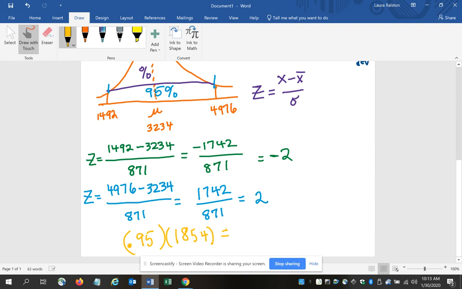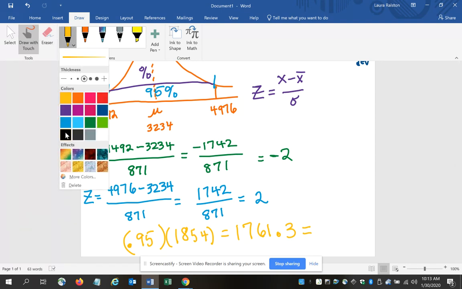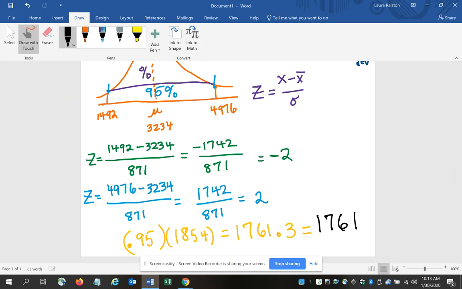Okay, do the calculation. 1,854 times 0.95 comes out to be 1,761.3. You're asked to round to the nearest whole number. When you round that value to the nearest whole number, you get 1,761. So we could estimate that approximately 1,761 babies that were born in the United States in this study were between 1,492 grams and 4,976 grams.